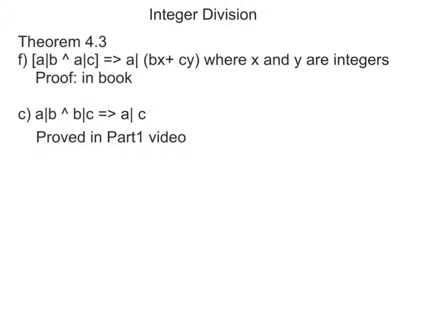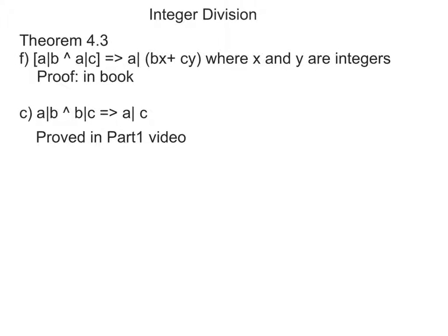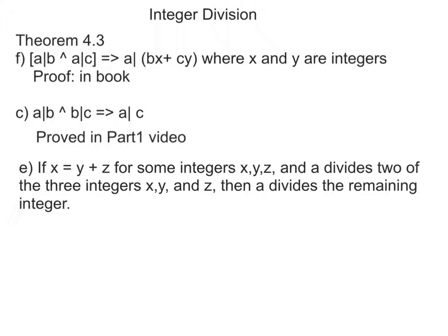Theorem 4.3, Part F, a divides b and c divides a implies a divides any linear combination of b and c, is proved in the book. Theorem 4.3, Part C, a divides b and b divides c implies a divides c, was proved in our last video. We are going to look at Theorem 4.3 Part E. If x equals y plus z for some integers x, y, and z, and a divides two of the three integers x, y, and z, then a divides the remaining integer.